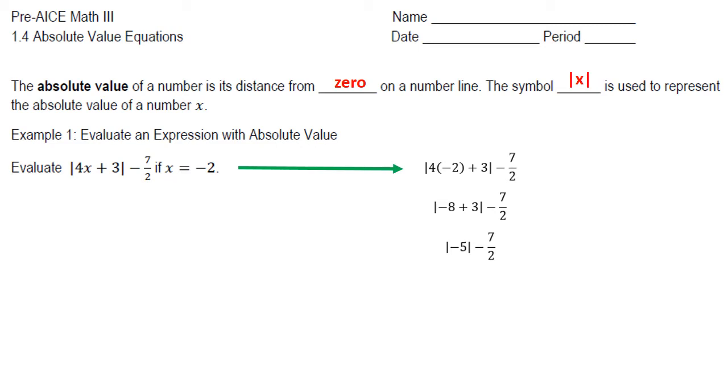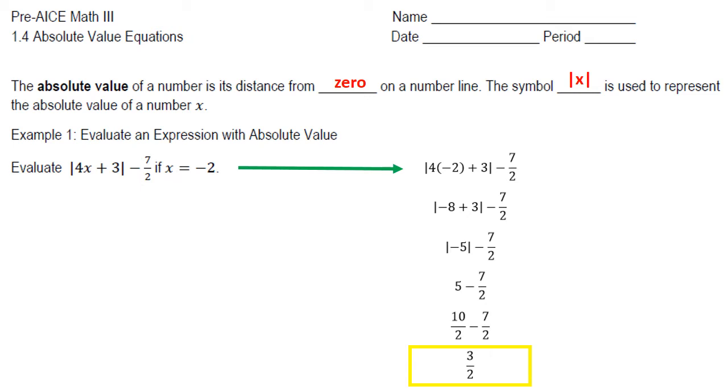From there, we're going to continue working with the absolute value bars, knowing that negative 5 is 5 spots away from 0. So when we take the absolute value of negative 5, we come out with 5, and again, minus 7 halves. Since we're working with fractions, we can change that 5 to 10 over 2, and when we do our subtraction to finish the problem, we end up with 3 halves, which is our final answer.